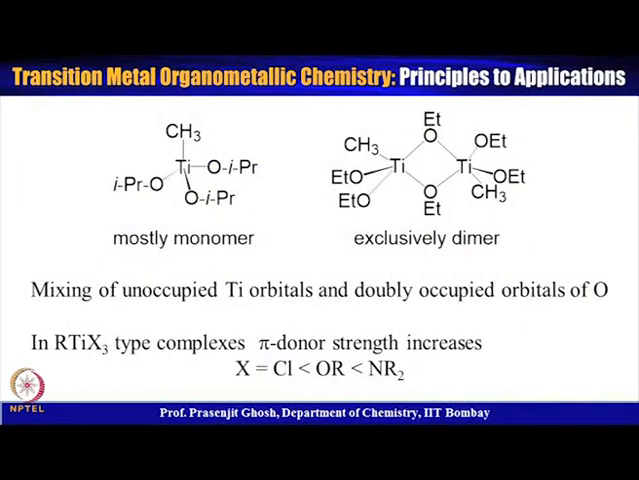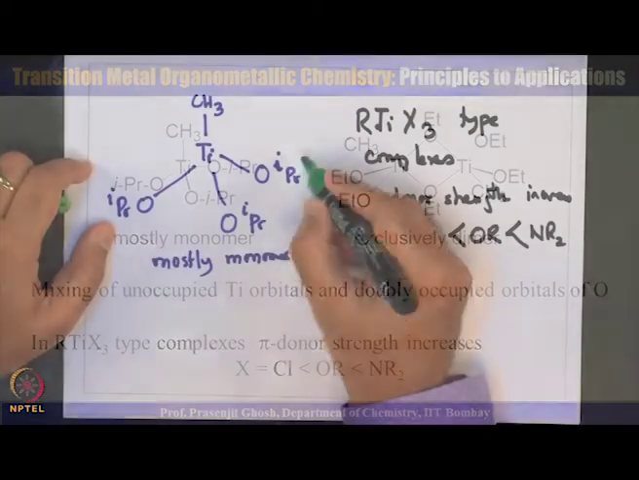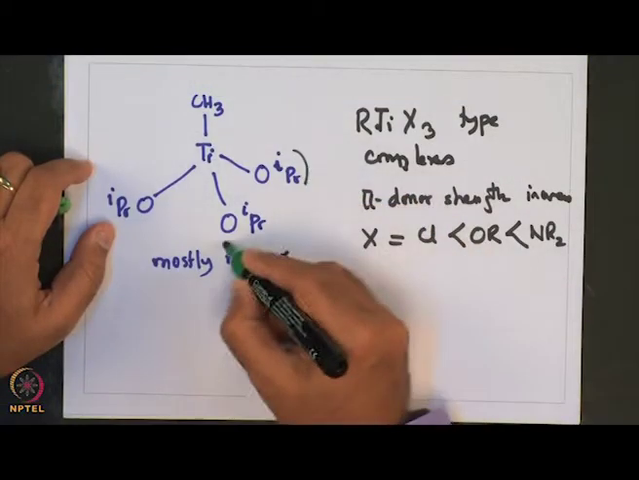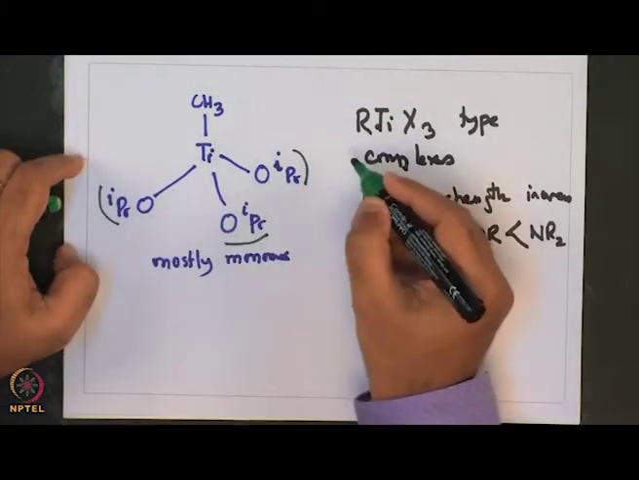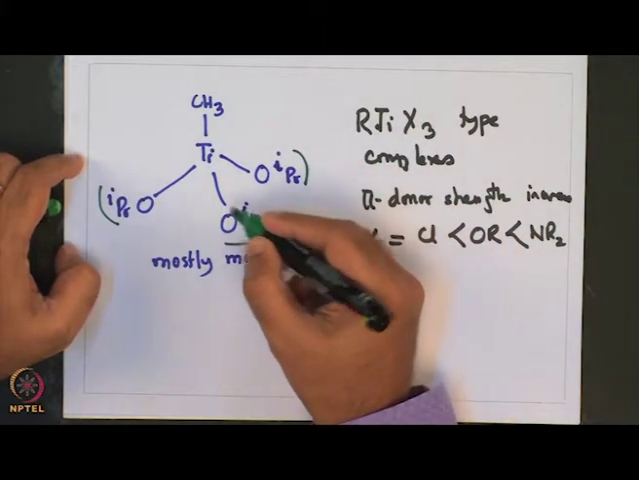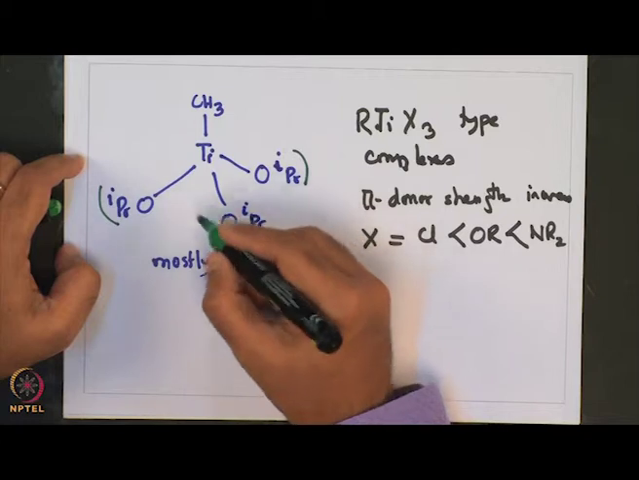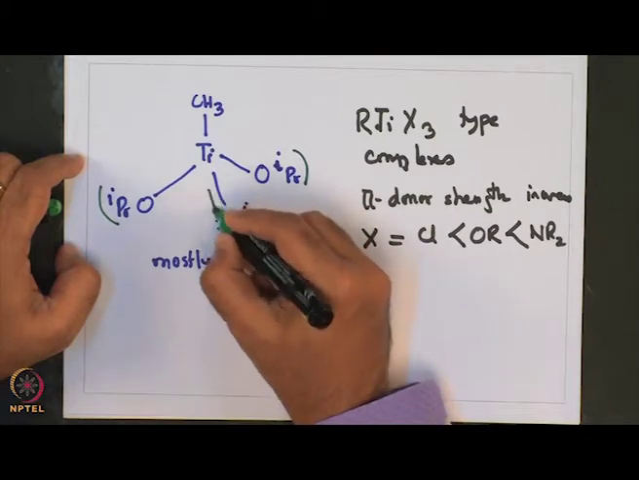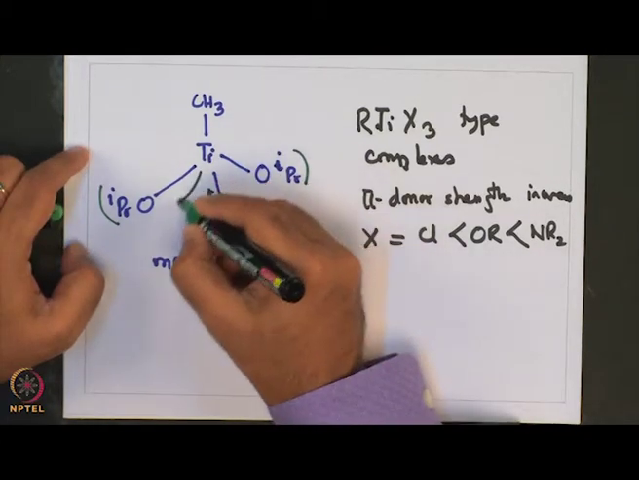Another interesting observation to be made here is that, apart from the bulk of the isopropyl moieties that make this complex a monomer, there is also some kind of pi interaction occurring between the oxygen lone pair and the empty d orbital of titanium.